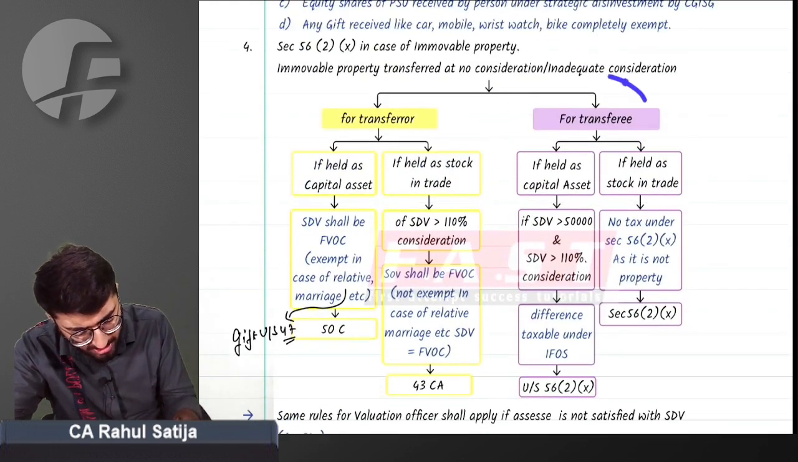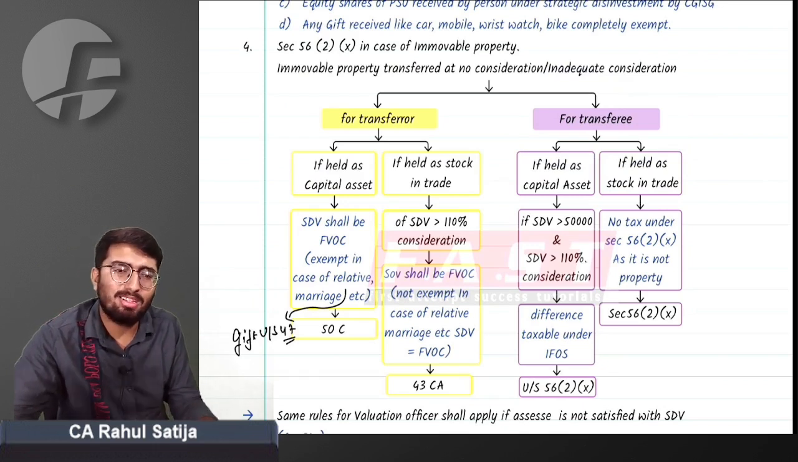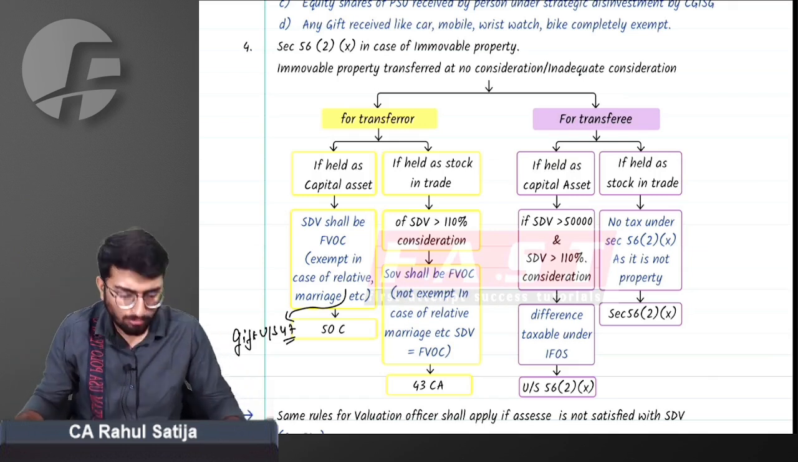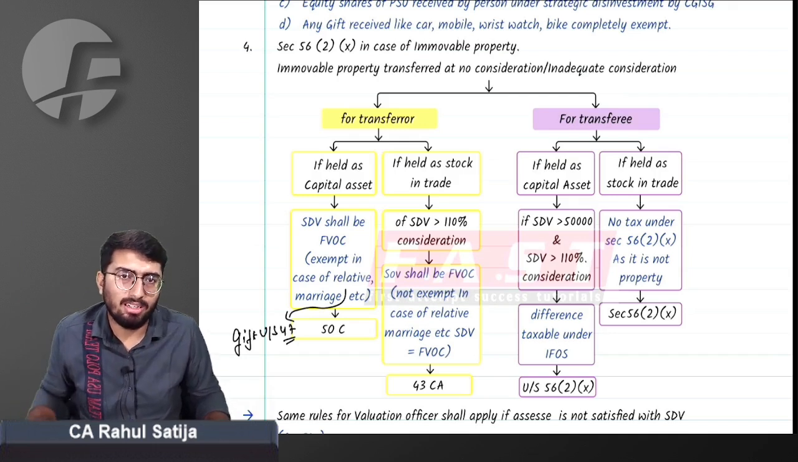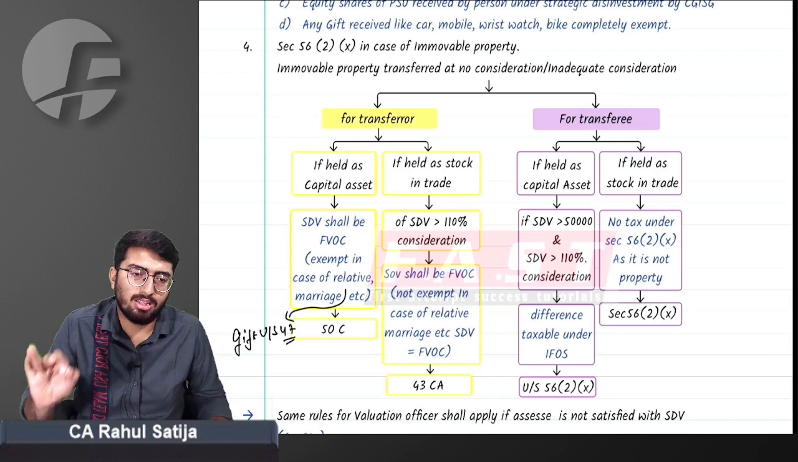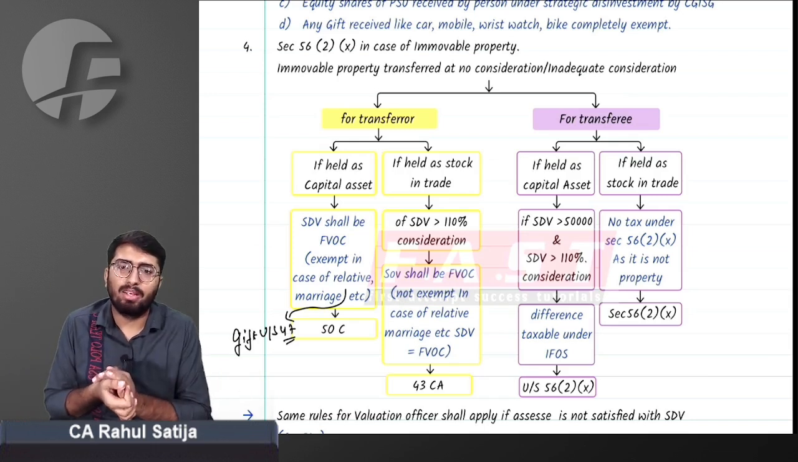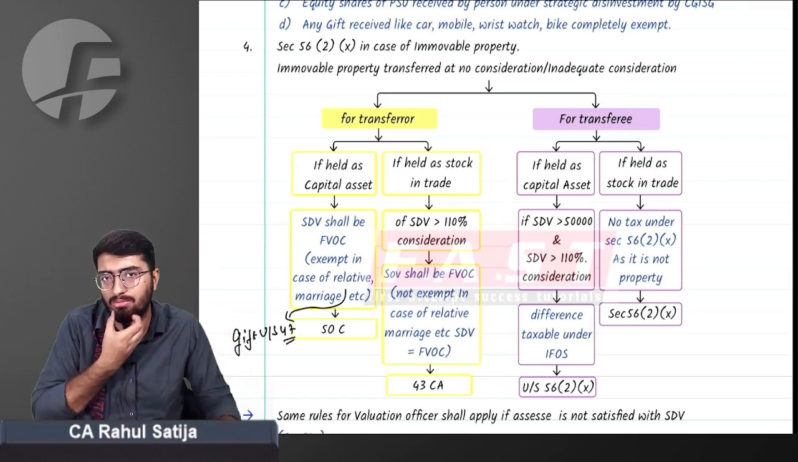Sir, Shraddha received this property. Simple thumb rule I'm telling. Can Shraddha sell this property later on? Yes, sir, Shraddha can sell this property anytime. If she has received this property, it is bound that in future she will be selling this property.